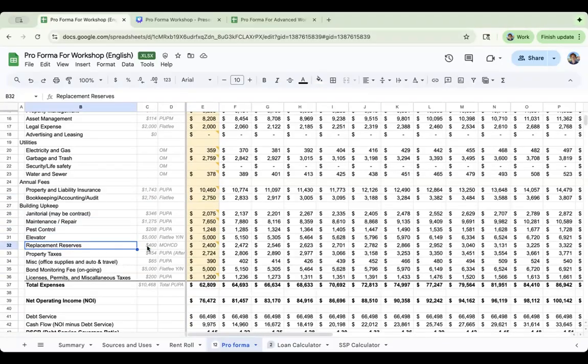The replacement reserves, so we have to put money into the replacement reserves every year. So we do $400 per unit per year. And then property taxes. So this is the property taxes after the initial period. And so we still end up paying some residual property taxes, especially if we have a commercial unit. So those are accounted for there. Miscellaneous, bond monitoring fees. This is charged by the city for their soft debt, licensing permits, and miscellaneous.